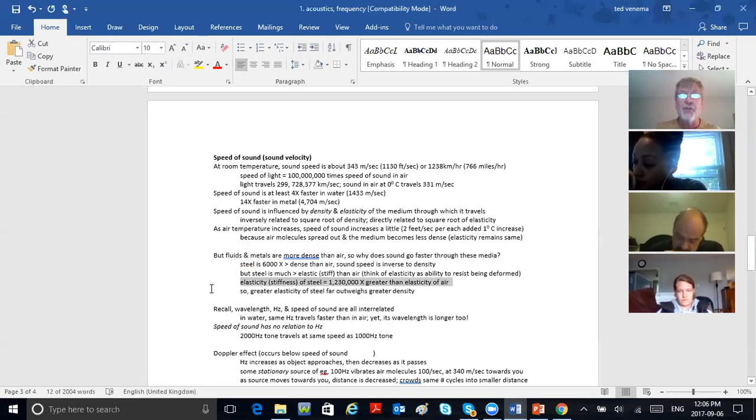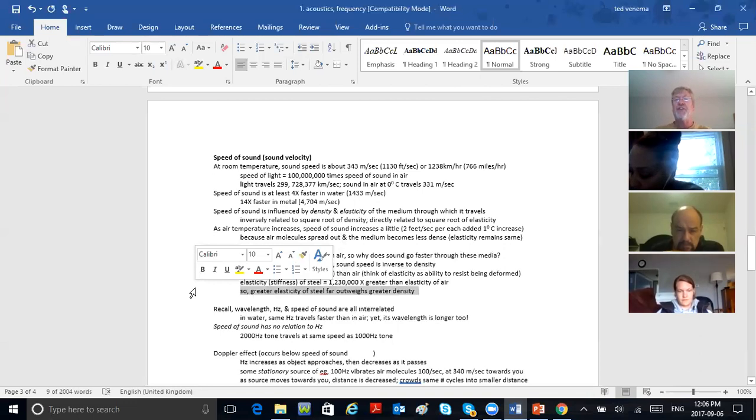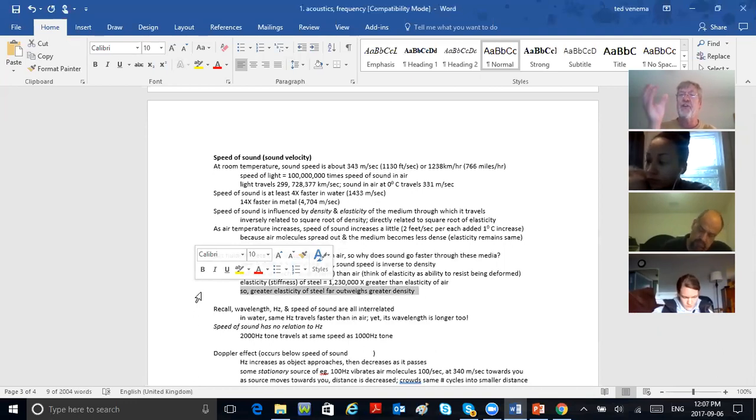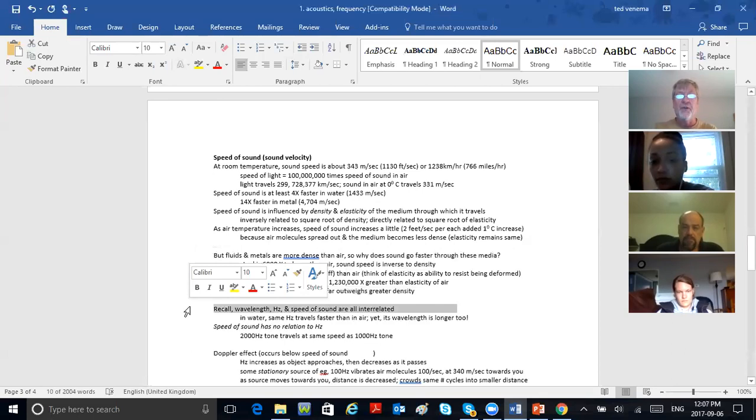So the bottom line is the greater elasticity of steel far outweighs its greater density. That is why sound goes faster through steel than it does through air. Even though steel is more dense than air, it's also way more stiff than air. Its greater stiffness outweighs its greater density. And that is why sound travels faster through steel. So here we go.